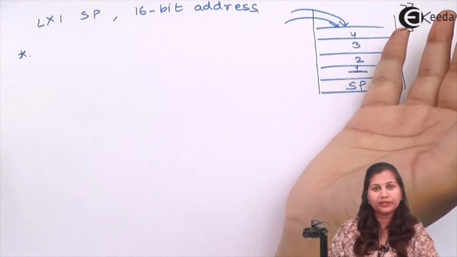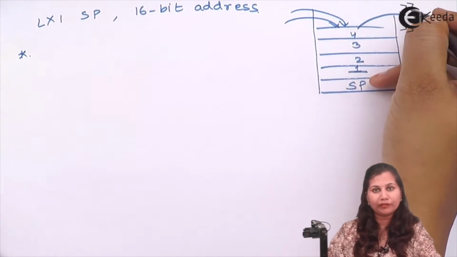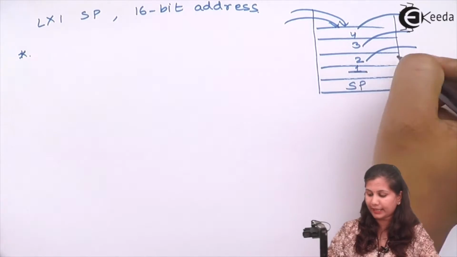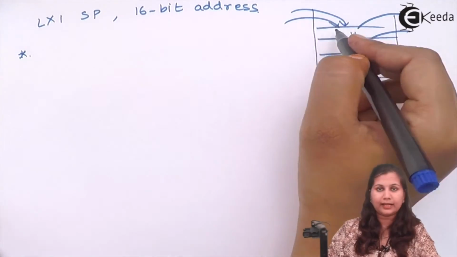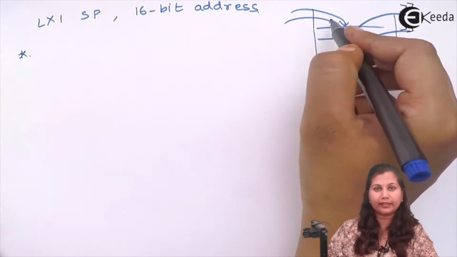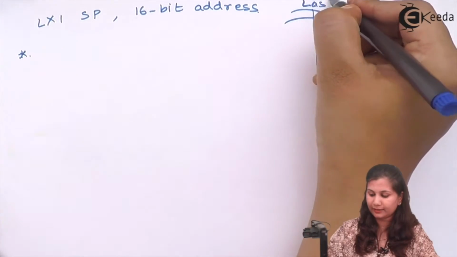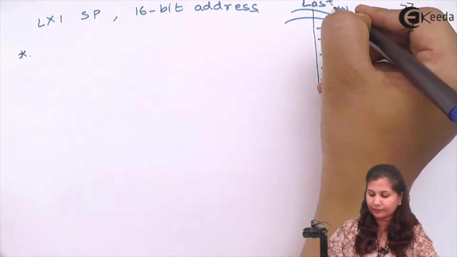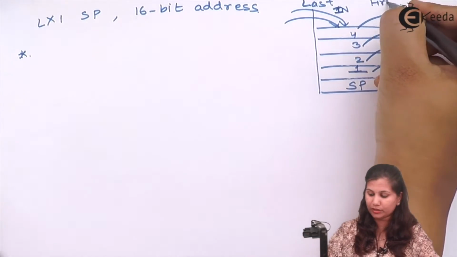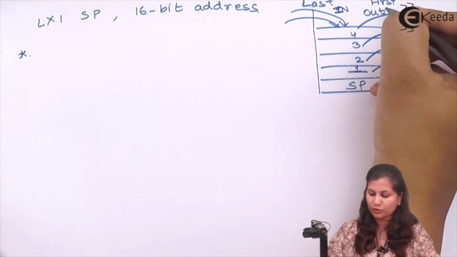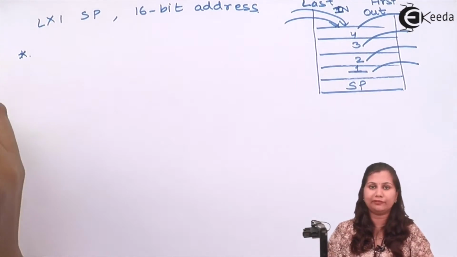Now if we want to retrieve this binary data, then 4 will come out first, then third, then second, then 1. So what was entered into the stack last is the first to get out. Last in, first out. So which technique is used in the stack? Last in, first out, that is the LIFO technique.